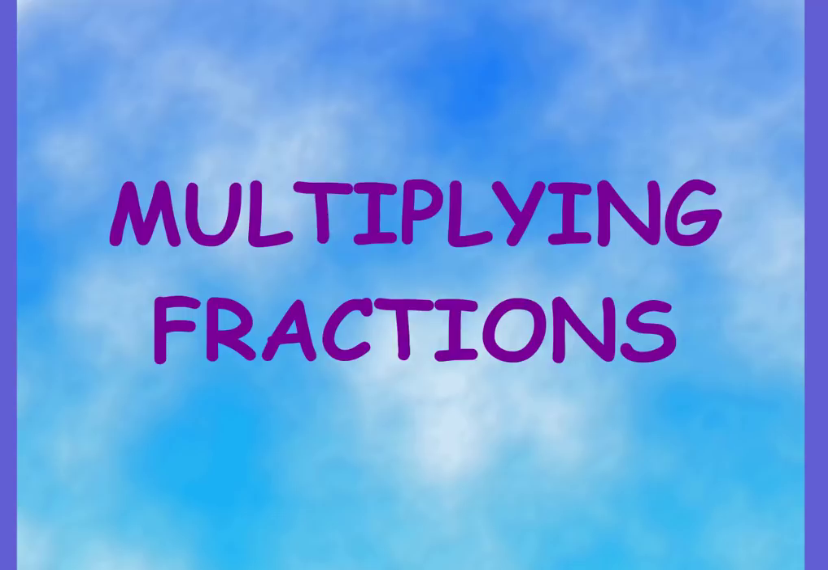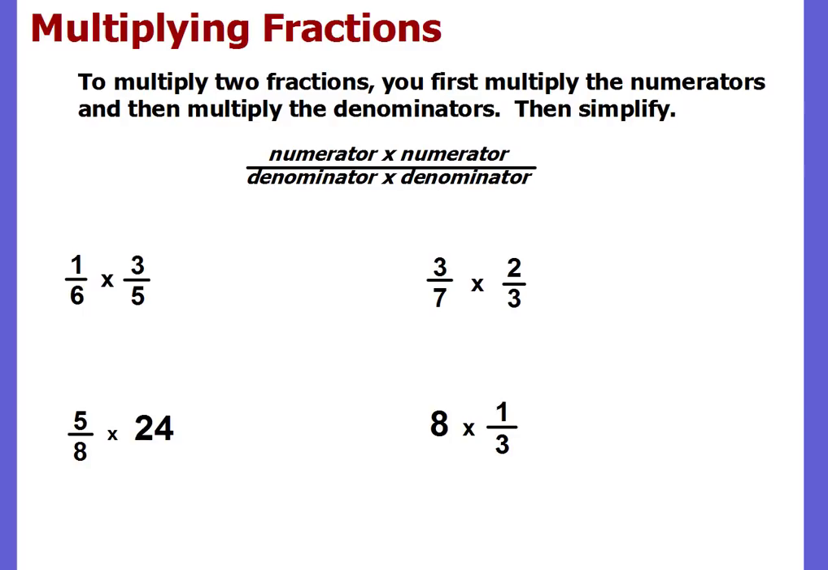Okay, this lesson is on multiplying fractions. To multiply two fractions, you first multiply the numerators, and then you multiply the denominators, and then simplify if needed. So let's take a look at our first fraction. It's 1/6 times 3/5.